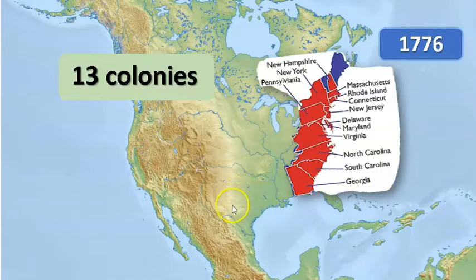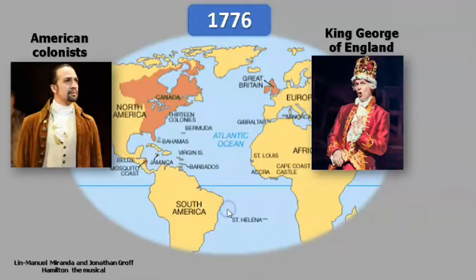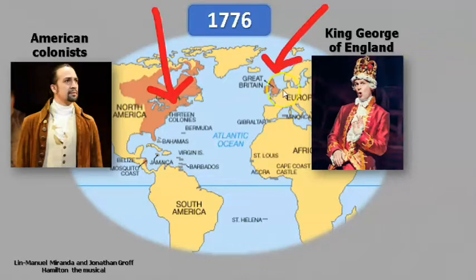Let's zoom out to the world map. So here are the 13 colonies. Here's the world. Here's the Atlantic Ocean. This is King George of England. This king of this tiny island, Great Britain, across the sea, was also the king of the colonies. The situation didn't work very well.